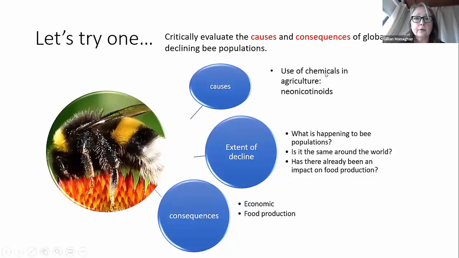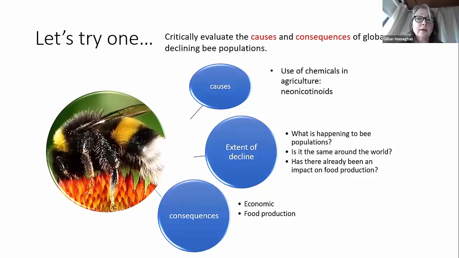So I did a little bit of reading, and apparently there's a particular chemical called neonicotinoids, and they're an issue. I then thought, well, actually, I want to know what the extent of the decline is first before I go much further. And I don't really know that. What's happening in the bee population? Is it the same around the world? Has there already been an impact on food production?